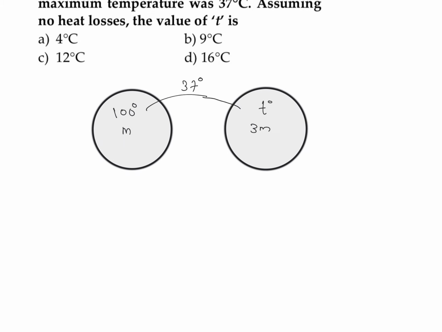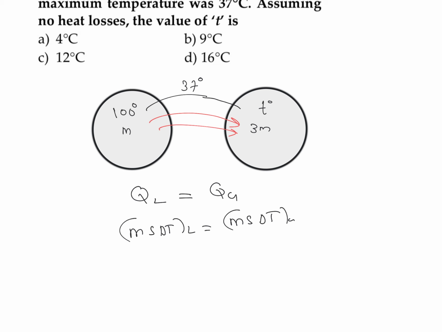So we can say that there will be a transfer of heat energy from the high temperature region to the low temperature region, and we'll write the heat loss by the hot body as equal to the heat gain by the cold body. Or you can write this as m s delta T of heat loss is equal to m s delta T of heat gain.